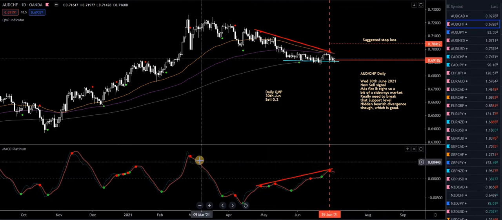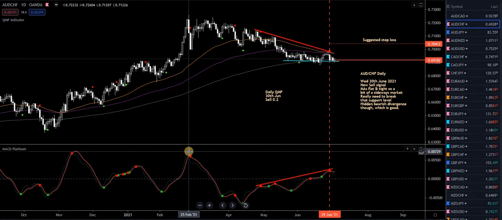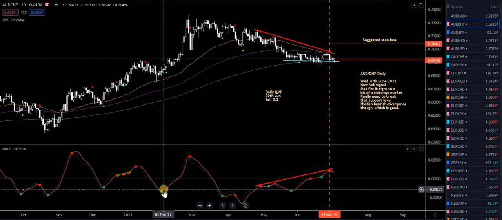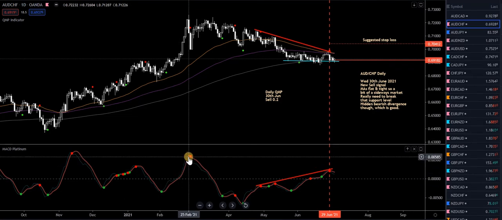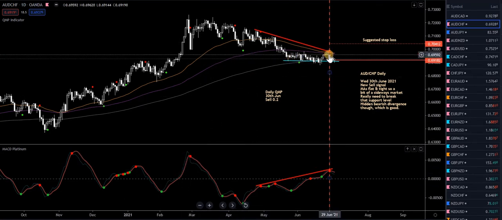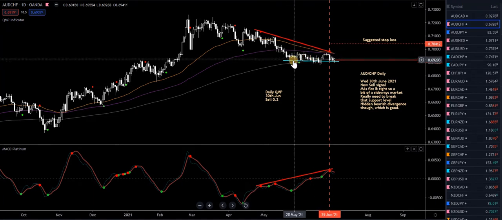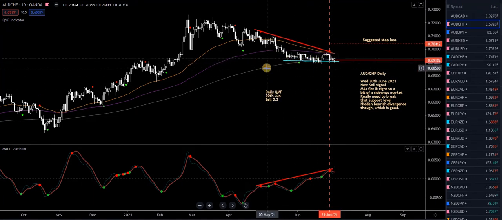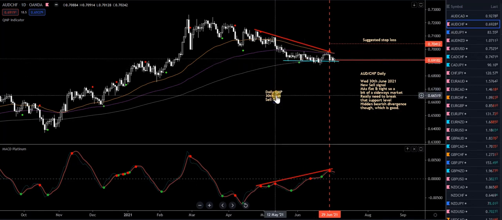Remember, with the MACD Platinum, we're looking to sell when it's above the zero level and buy when it's below the zero level. The zero level is this grey dotted line. So buy when it's below, sell when it's above. So here we have a sell, a sideways market. This blue line just represents a support level. That's normally support or resistance or a trend line.